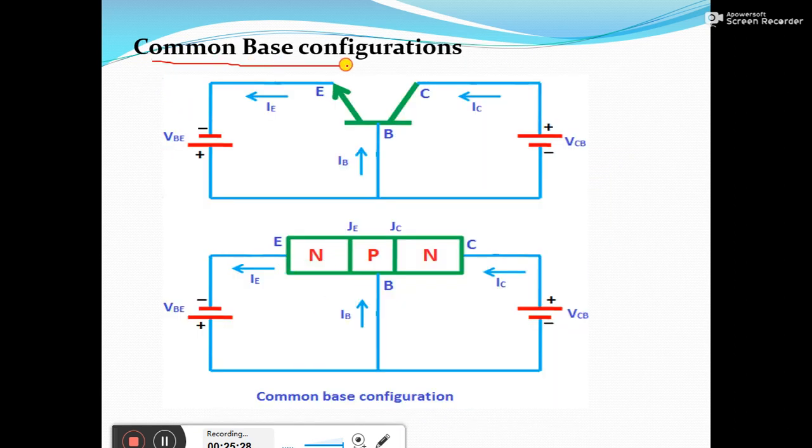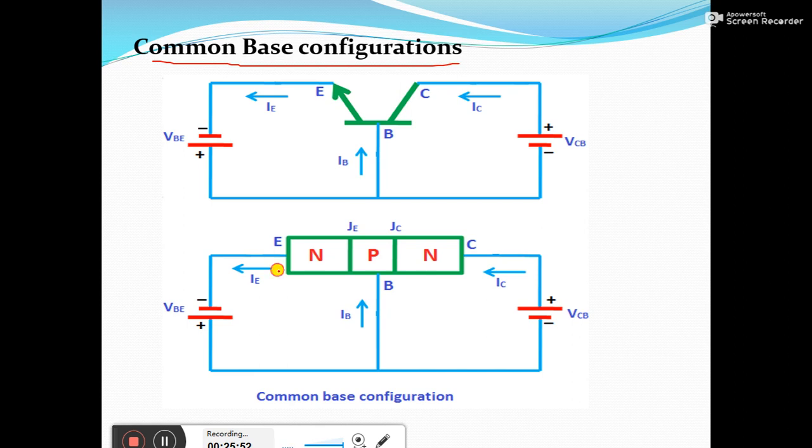So very first one is common base configuration. As you can see here, the base terminal is made common between the input and output side. So here we will be applying input and here we will be getting the output. You can see the detailed diagram here also. So this is an NPN transistor, where the base terminal is made common between the input and output side.